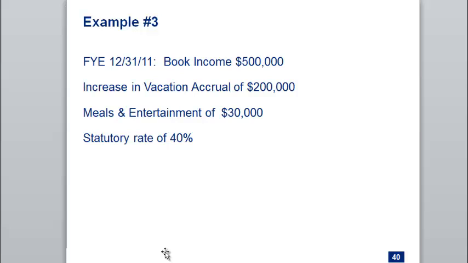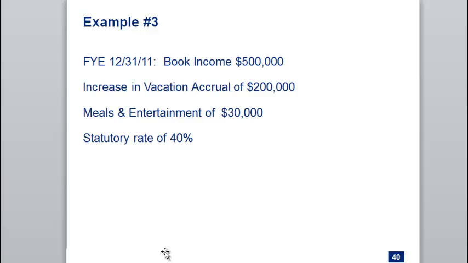Okay, so what is our taxable income in example 3? So we had 500,000 of book income. The vacation accrual is implicitly non-deductible currently. It's deductible when you pay it. Okay?